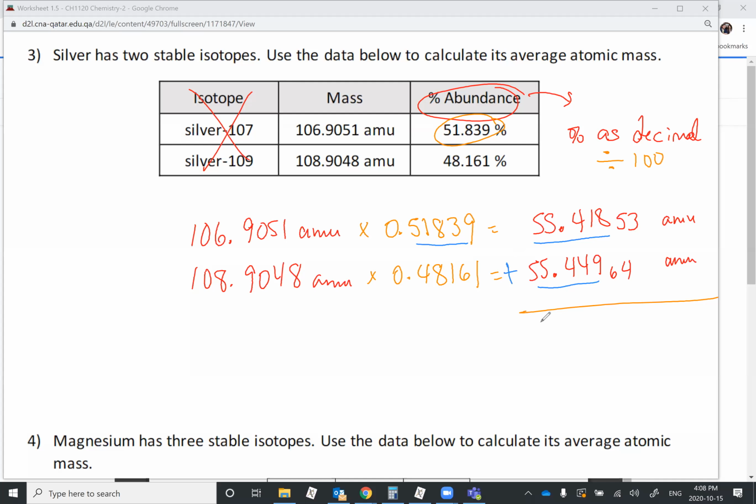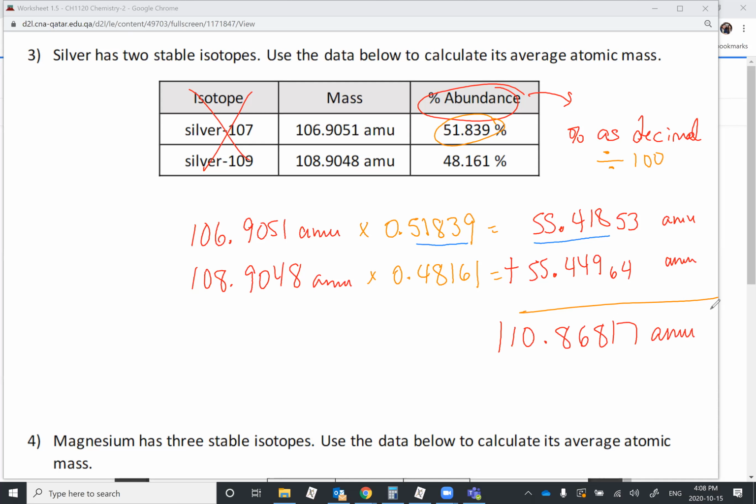Okay, so I get my answer. Oops, sorry, let me undo that. Got to keep my colors normal here. I'll write my answer in red. So I add them up. All right. Add them up and I get 110.86817 AMU is my units.